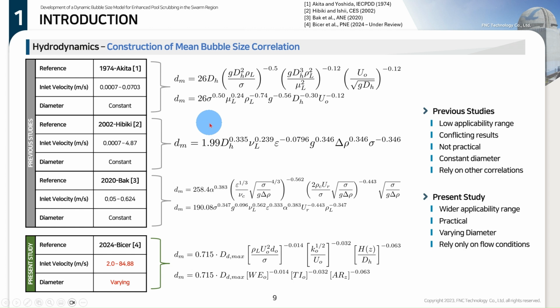Another thing that was done during the research is to propose a new correlation, as can be seen here. If you look at the previous correlations, their application ranges are quite narrow, and they rely on other correlations to calculate parameters such as energy dissipation rate and relative velocity, which contributes to the overall uncertainty of the correlation itself. So the correlation that was proposed as a result of this research has a higher range, and also it calculates varying diameter along the pool, which is not available in other correlations.